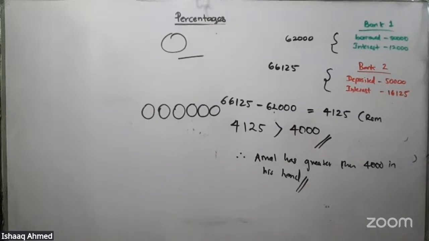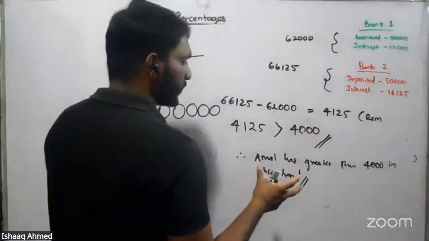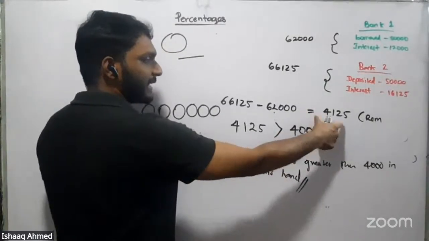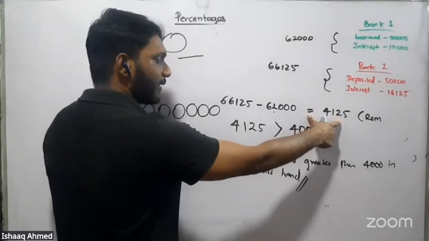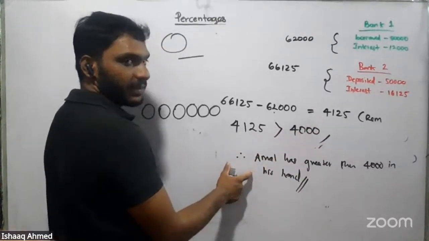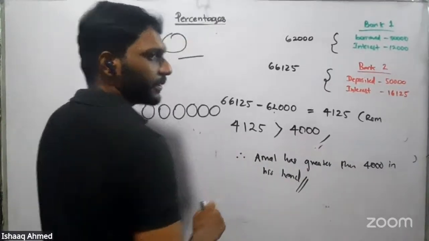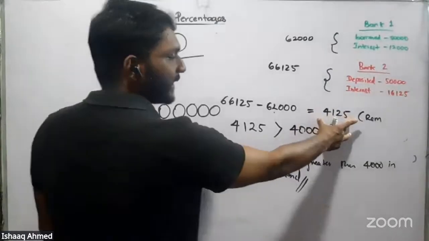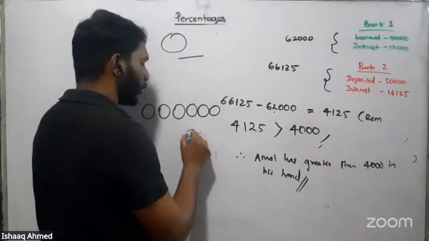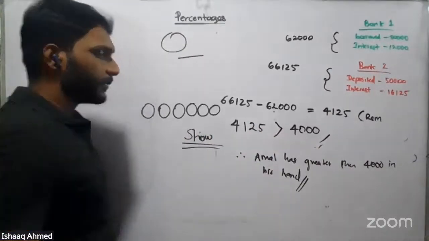Copy this down actually. By the way, if they ask you to show that Amal has greater than 4,000, this statement is very important: that 4,125 is remaining. You find that and you have to show that this is greater than this. Then you have to write this. For these two together, there will be 1 mark. Many people don't show this. They just find this and finish. No, no. These two statements are important because they are asking you to show. That means you have to show like this. Okay.